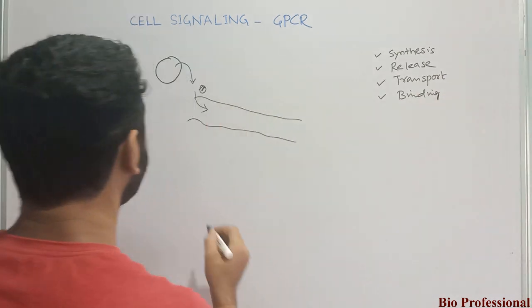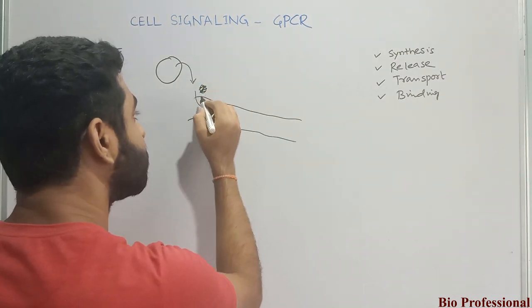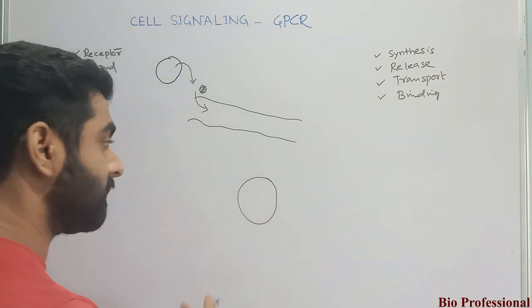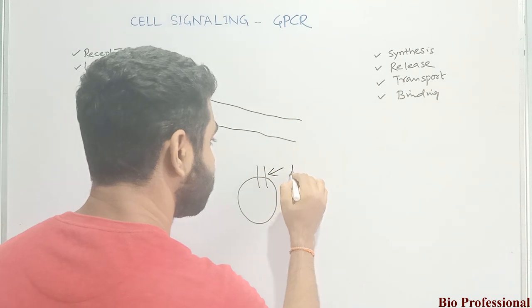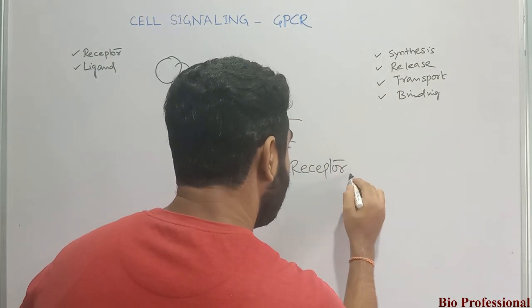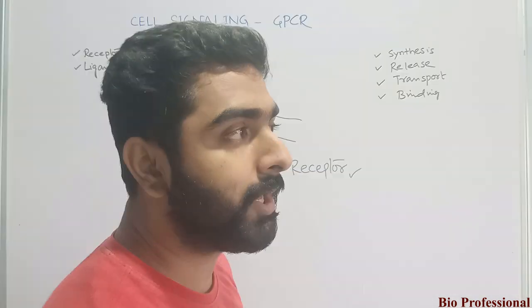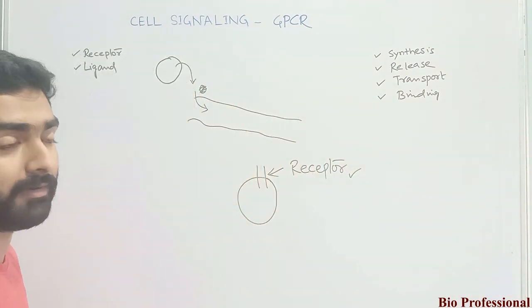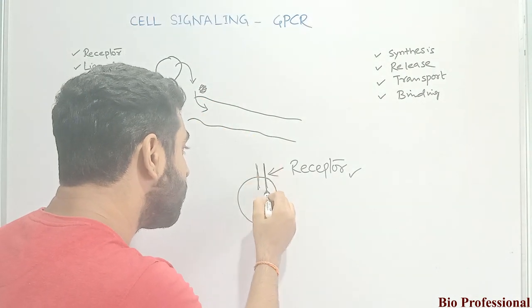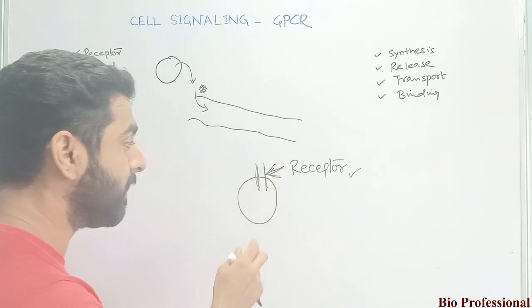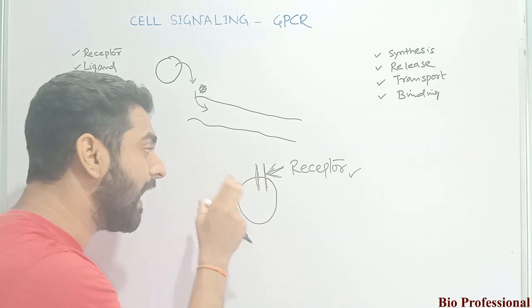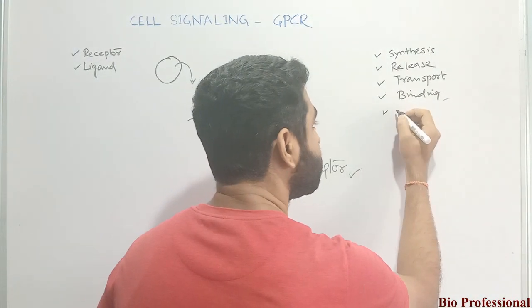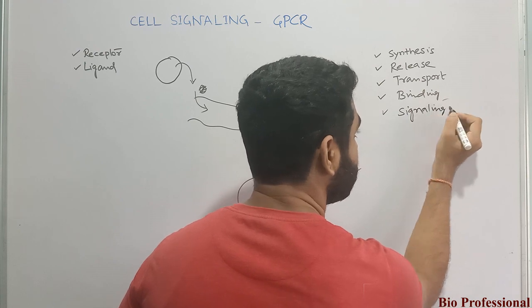Now the question is, to which cell will this ligand or signaling molecule bind? This ligand will bind only to that cell which has the receptor for it. Like if you go outside your home, you will most probably talk to a person whom you already know. The same analogy you can apply here. The ligand will bind to the receptor, but the receptor must be present on a cell. Only to that cell the ligand will bind. After that, binding means specific binding, and then the signaling will start. We also call it downstream signaling.